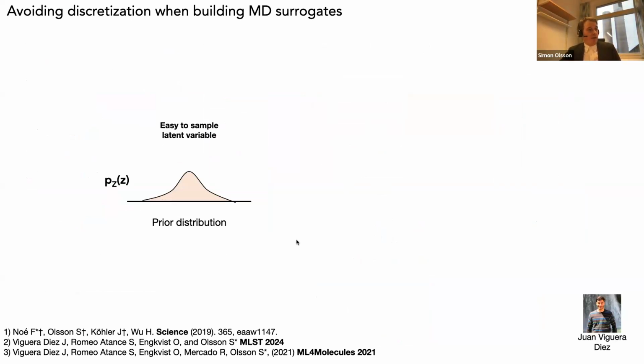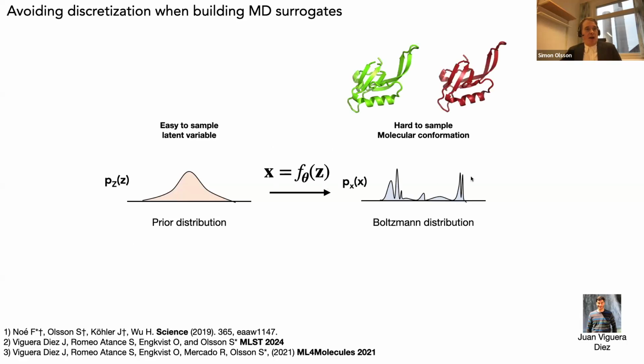And so one of the ideas is, of course, can we avoid discretization and then use some more complicated model than a simple Markov model to build a surrogate. The typical idea is that we define some prior distribution in a latent space, and then we learn a map from this latent space to a configurational space that is difficult to sample from. This could, for instance, be a Boltzmann distribution.